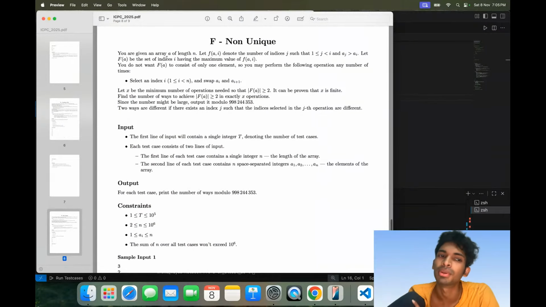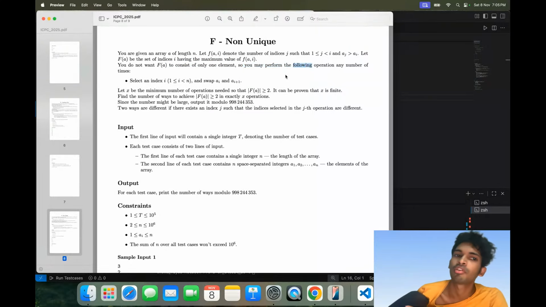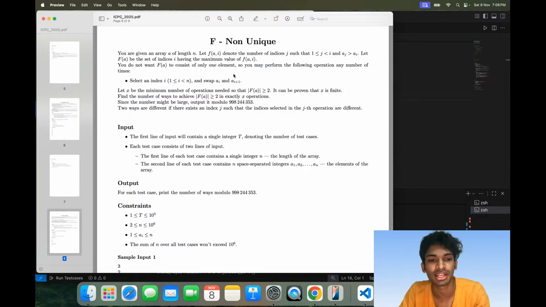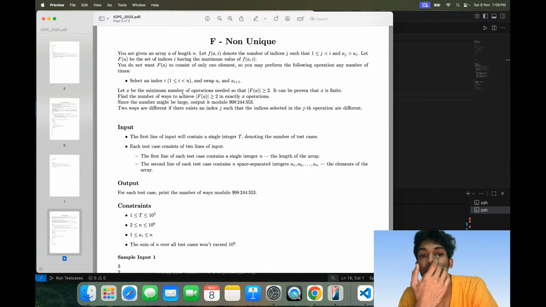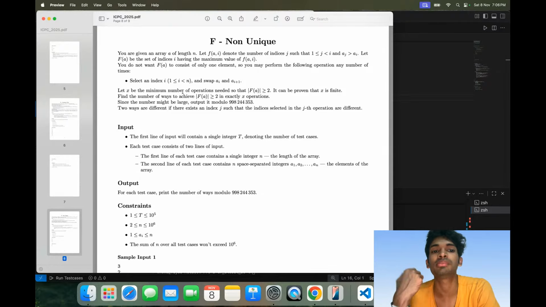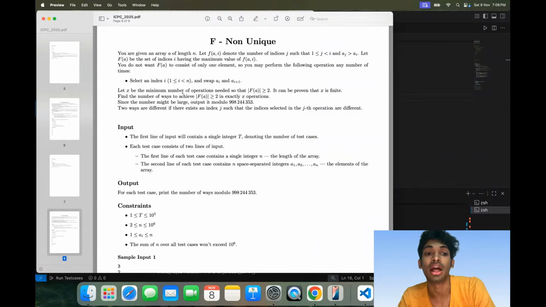So yeah, we have to read the problem. F(a) is the set of indices i having the maximum value. You do not want F(a) to consist of only one element. You may perform any number of operations. Select and swap, so you can swap values. It's not a permutation for the first time. Let x be the minimum number of operations needed; it can be proven that x is finite. Find the number of ways to achieve this in exactly x operations. So the first problem is finding x. What is the minimum number of operations needed for that array? And then you have to count them.